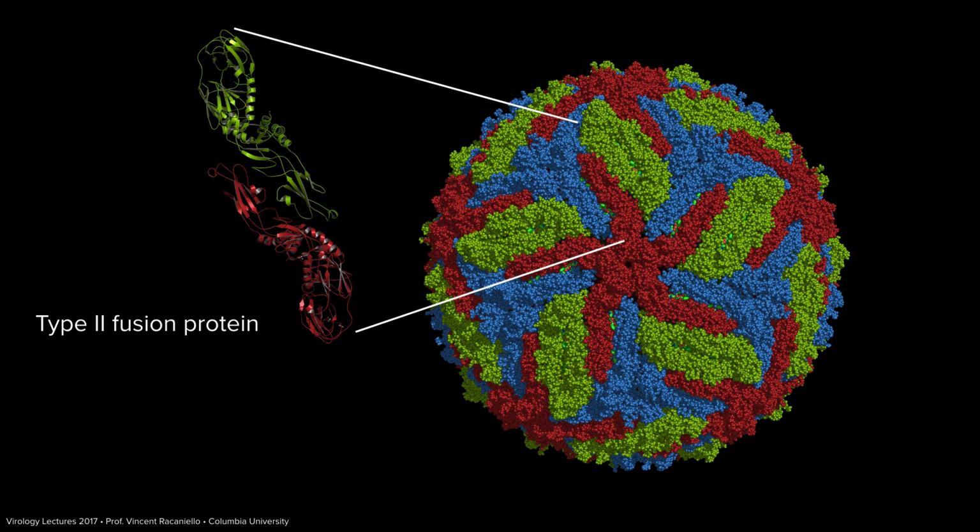Here's a 5-fold axis of symmetry, a 3-fold, and a 2-fold. Really clear from this, something we talked about years ago. So even though it's an envelope virus, the proteins are icosahedrally ordered because of the way they interact with each other.